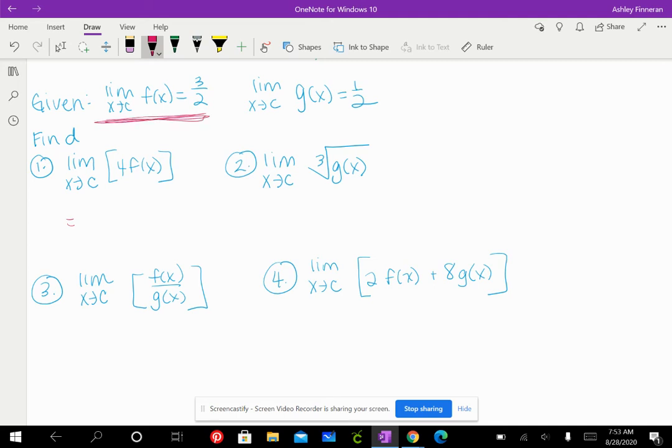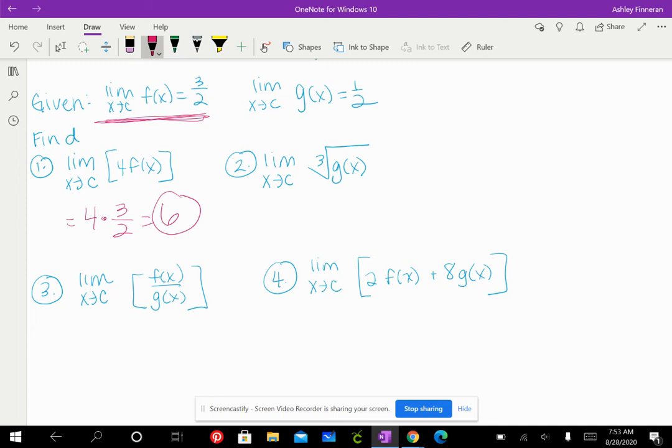So we have the limit as x approaches c of f of x is equal to 3 over 2. And then the limit as x approaches c of g of x is equal to 1 over 2. So I want to find the limit as x approaches c of 4 times f of x. So I'm going to take that 4 and just multiply it by my limit. And we know that 4 times 3 over 2 is just 6.